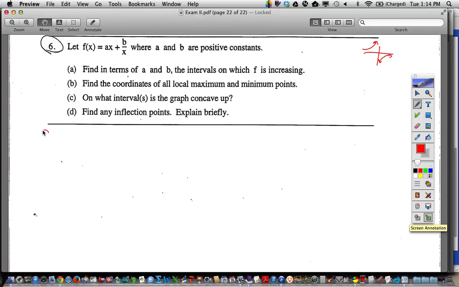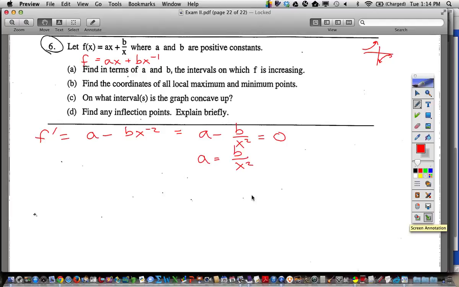So first part, we're going to want to do the derivative. Okay, now I'm going to rewrite this as ax plus bx to the negative 1 for my function. So f prime is going to be what? a minus bx to the negative 2. Now I'm going to rewrite that as a minus b over x squared because that's going to be easier to work with. Okay, so there is my f prime, and I'm going to set that equal to 0 so I can do my number line. Okay, so now I want to solve that. So that's going to be where a equals b over x squared.